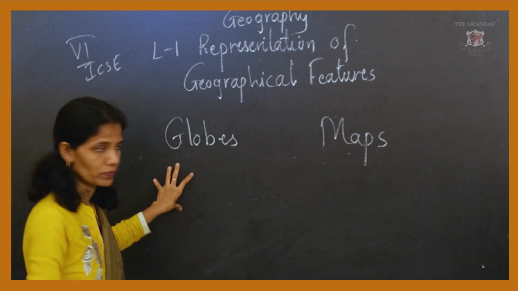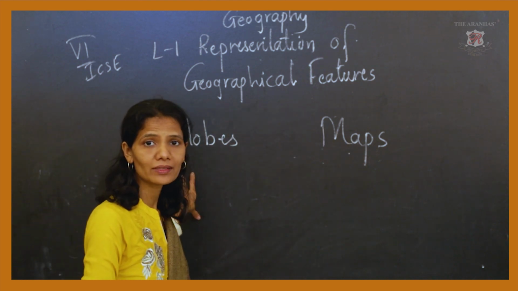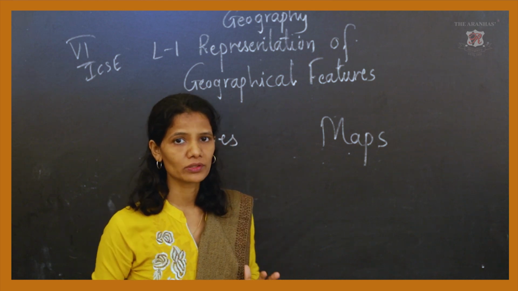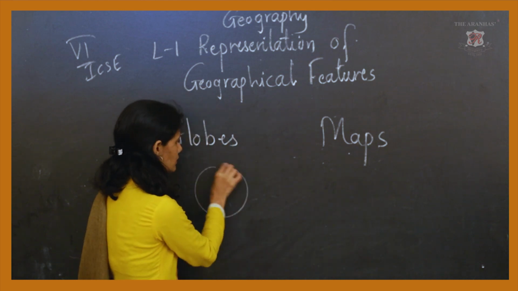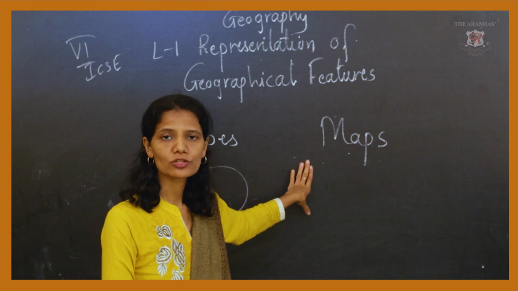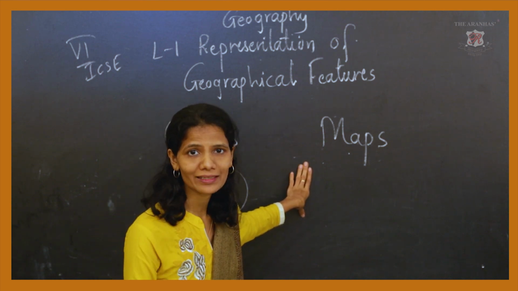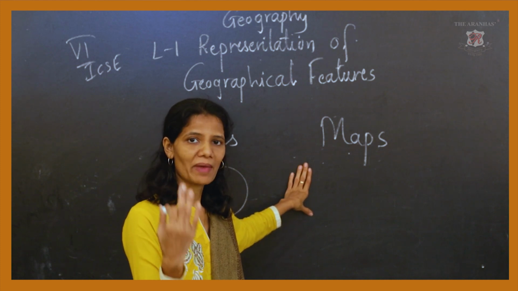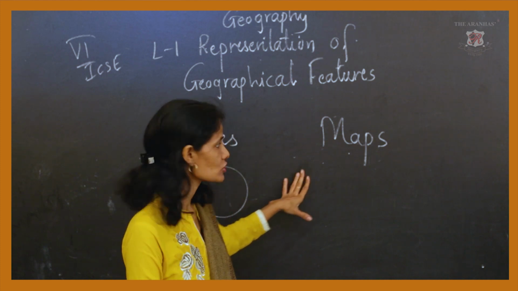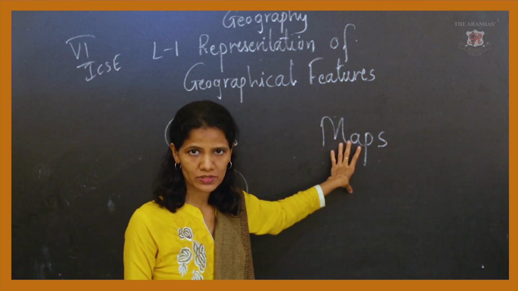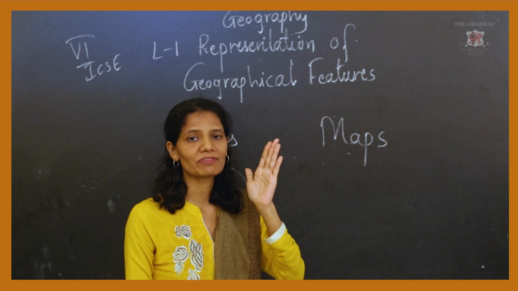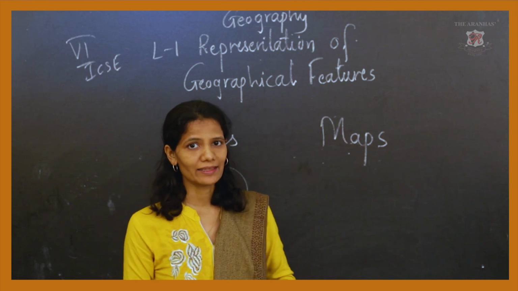Now what is a globe? A globe is a spherical shape. It is a model of the earth. And maps also, there are different types of maps through which we can do further, detailed study. There are some advantages and some disadvantages of the usage of globes and maps. So we'll go through the slides and try to understand what exactly it is.